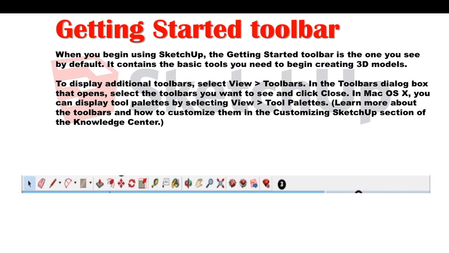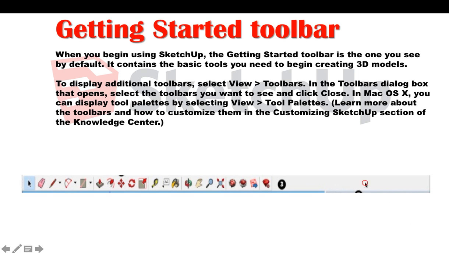Now let's go to Getting Started toolbar. When you begin using SketchUp, the Getting Started toolbar is the one you see by default. It contains the basic tools you need to begin creating 3D models. To display additional toolbars, select View, Toolbars. In the Toolbars dialog box that opens, select the toolbars you want to see and click Close. In Mac OS X, you can display tool palettes by selecting View, Tool Palettes.